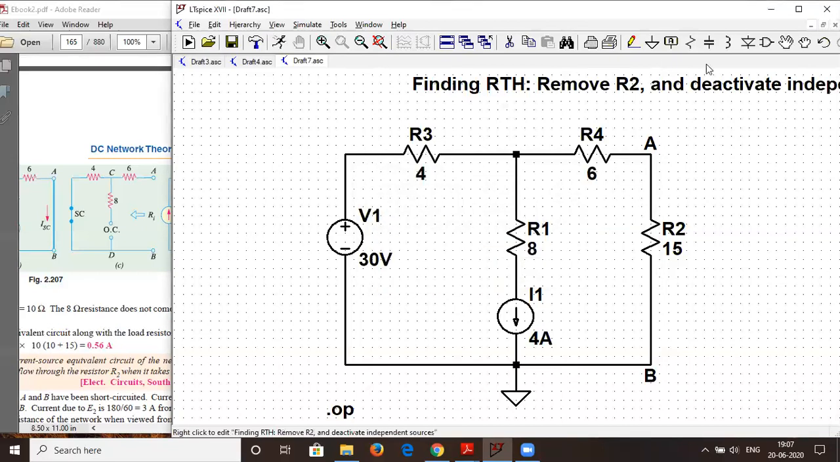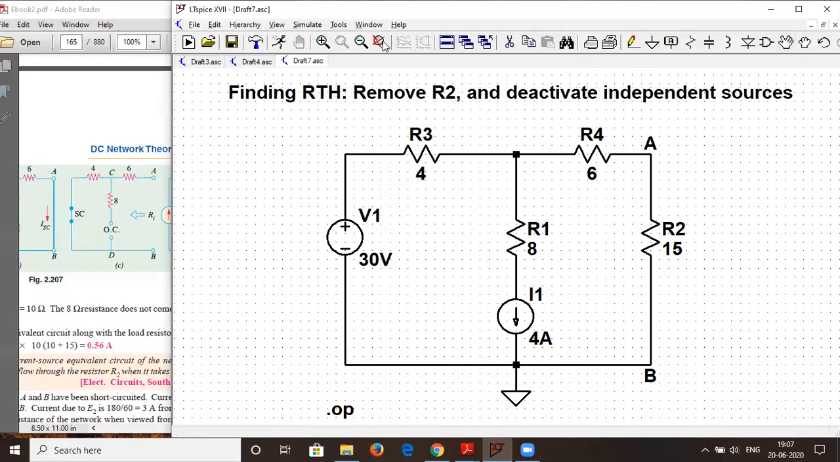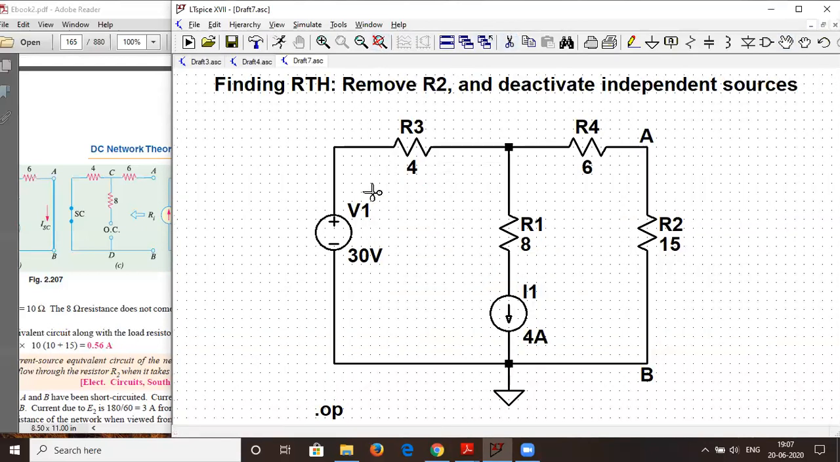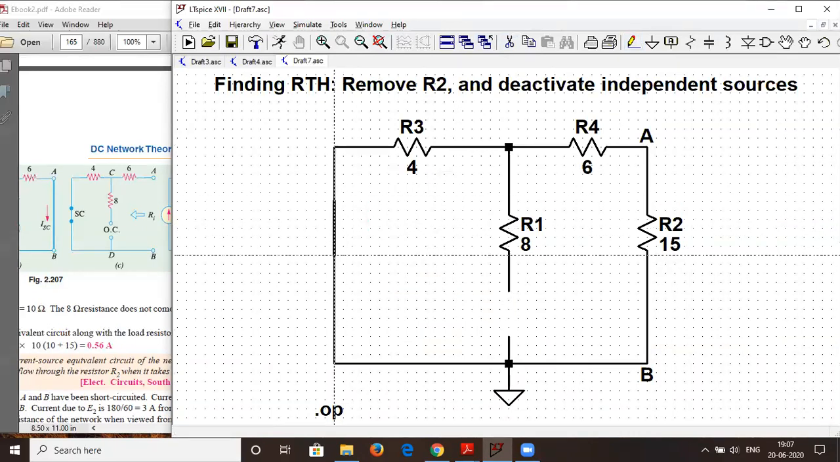So what do you mean by deactivating independent sources? So deactivating independent sources means that the voltage source will be removed from here and replaced by a short, and the current source will be removed from here and replaced by open circuit. So we have to short this, and obviously we need to remove this RL. So now we have to find the equivalent resistance of this network.